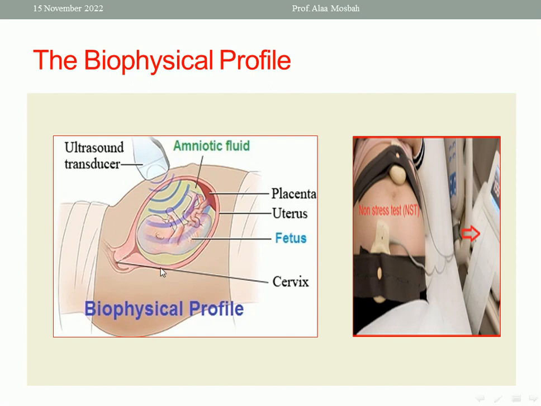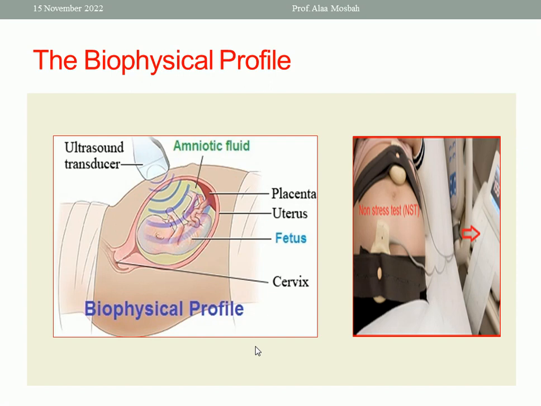Fetal breathing movement, at least one breathing movement during the 30-minute examination. This is considered positive. Okay. Normal amniotic fluid takes a score of 2. Breathing movement takes a score of 2. Then body movement should be 3 or more body movements. If it is positive, 3 or more movements, it takes a score of 2.